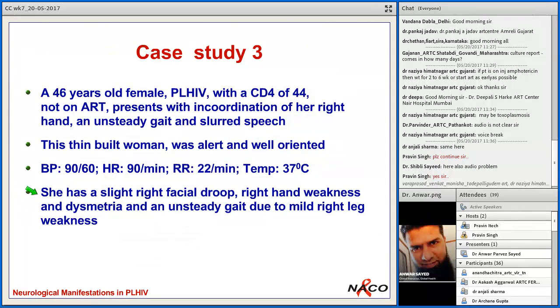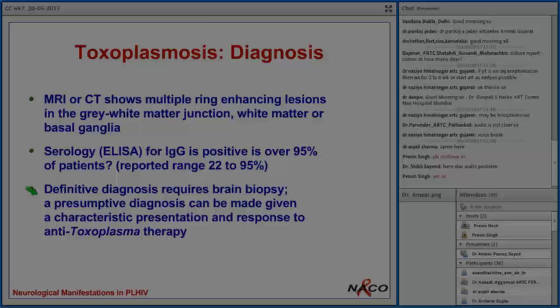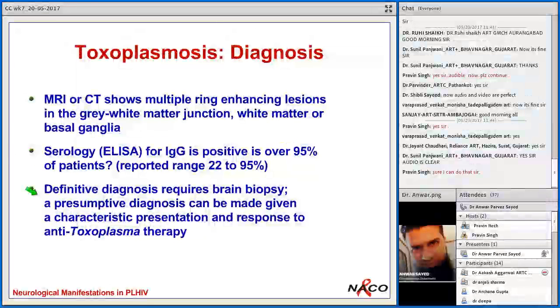Now MRI or CT show that we can do brain biopsy, but I don't think it is required. Usually how the definitive diagnosis is made is from the lesions, and someone mentioned also that it can be because of toxoplasmosis. So other differential diagnoses we also saw are TB and primary CNS lymphoma.